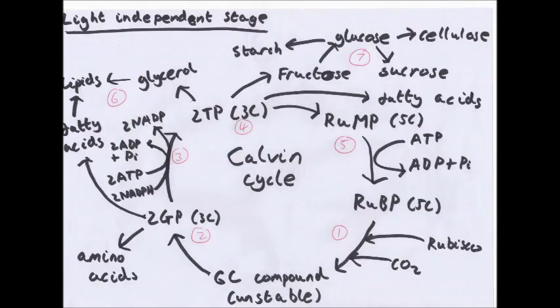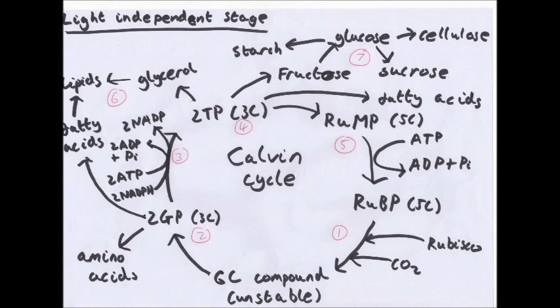Now, the light independent stage. So that one just took quite a while. Now this one will as well. This is also known as the Calvin cycle. So, at 1, you have CO2, this is gained through the stomata, and CO2 is fixed with RuBP.